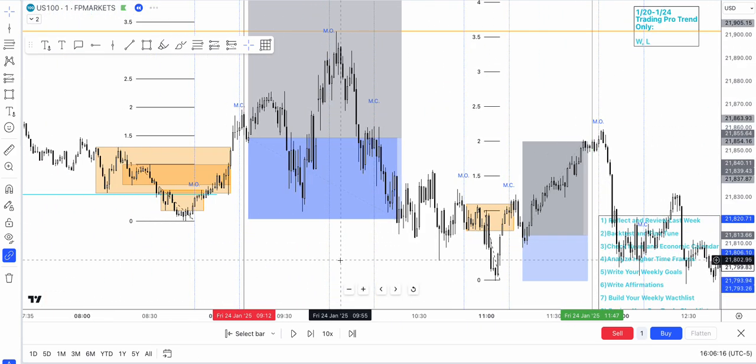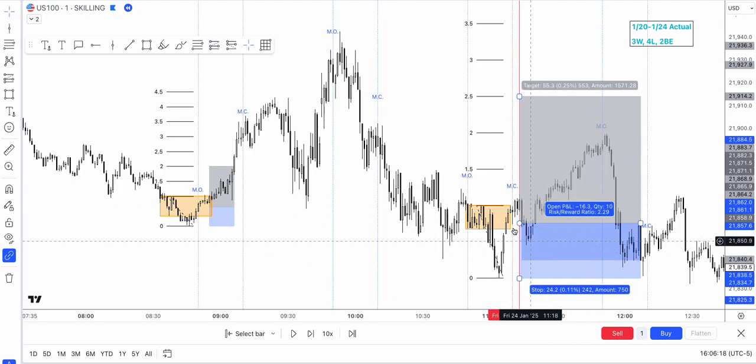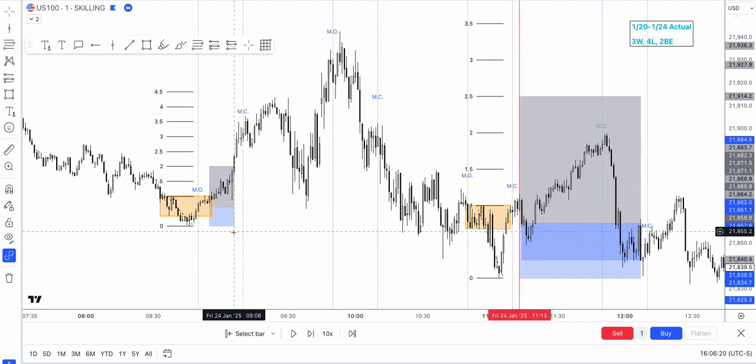And yeah, so let me check my journal. I don't think I took this trade because it's not marked up as a win or a loss. I think I just had it marked up and missed it, potentially. So yeah, let me see.